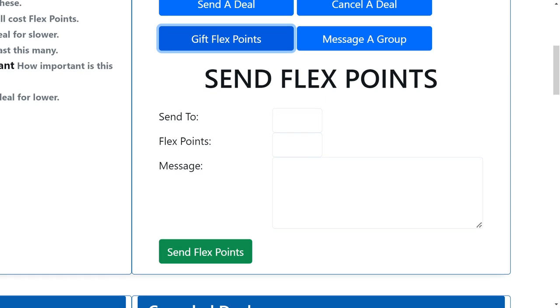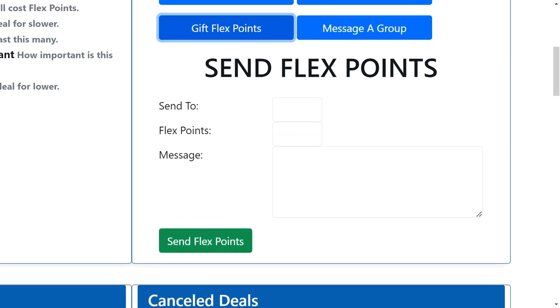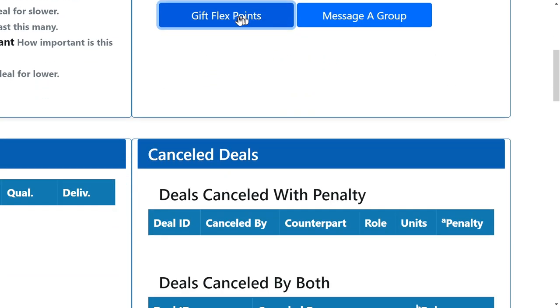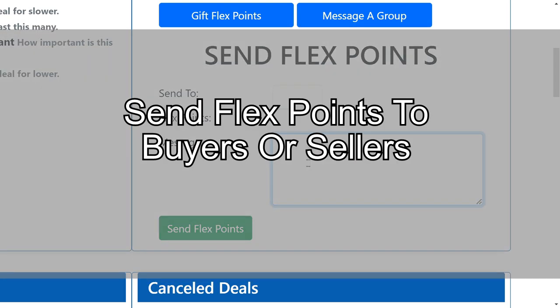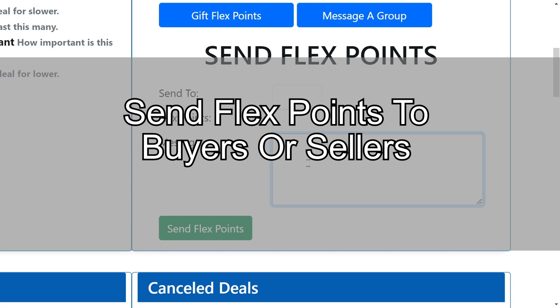One way to do this is to send flex points. And so if you push the button, send flex points, you can see here, you can send to a group, and then how many points, and you can include a message. This is just like giving resources or giving money to another group. Now, of course, it's not really money, but it's very close to money, so some kind of resource.